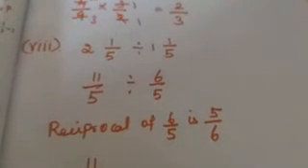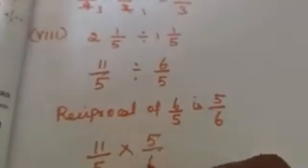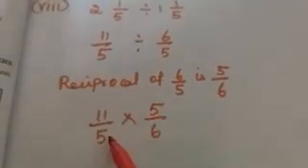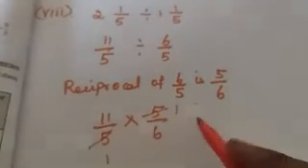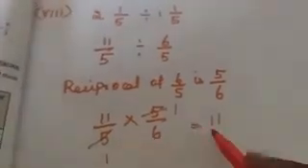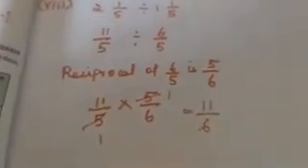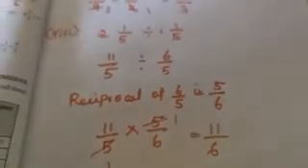Now 11 by 5 multiply by 5 by 6. We can cancel it diagonally. 1 5 is 5, 1 5 is 5. So 11 into 1 is 11. 1 into 6 is 6. So the answer is 11 by 6. I hope this sum is clear.